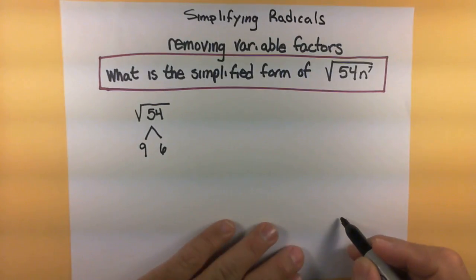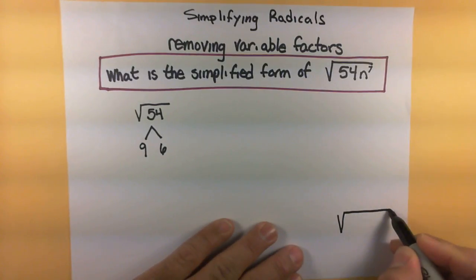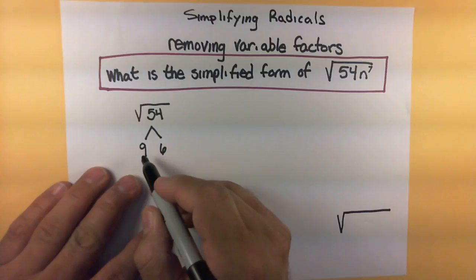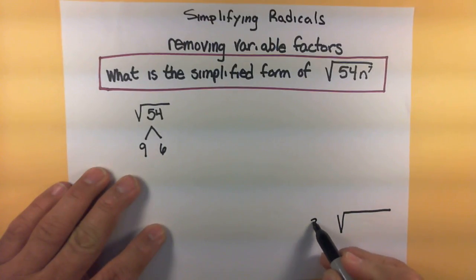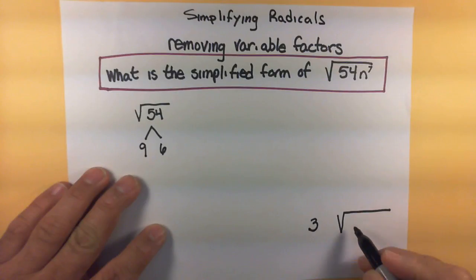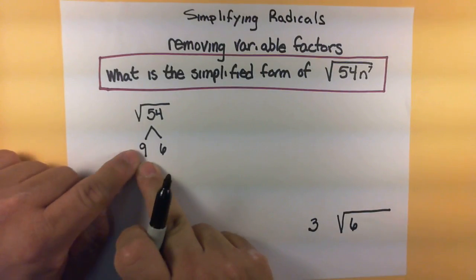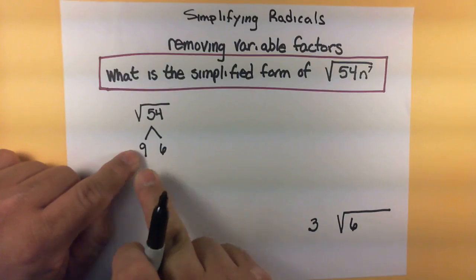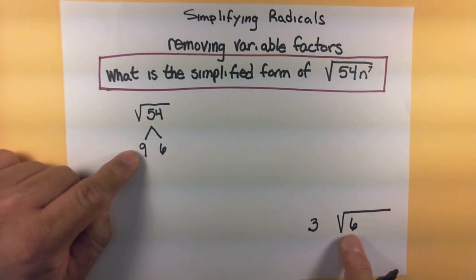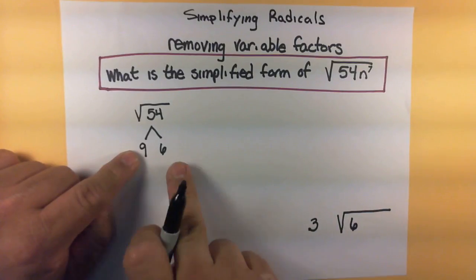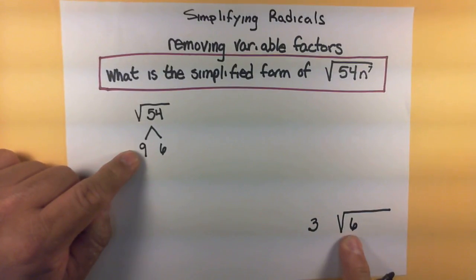So we know, if we put our radical over here for our final answer, we know we're going to have a 3 on the outside and a 6 left on the inside. And again, that's because 9 is the perfect square of 3 times 3. 6 doesn't have any perfect squares left in it, so we leave that on the inside. So 3 root 6. Right?